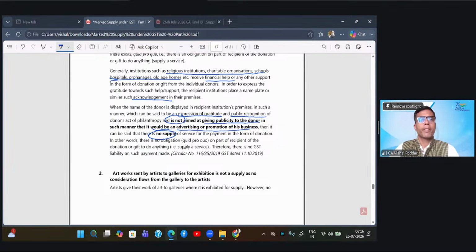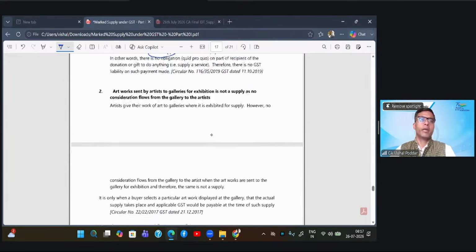So wherever your name is put in individual capacity, no supply, but where the business name is put, or it is done in the form of some advertisement or promotion of your business, then it would be a supply under this circular. So the distinguishing point, students, is whether your name is put in individual capacity or your company's, your business's brand name is put, which will tantamount to publicity.